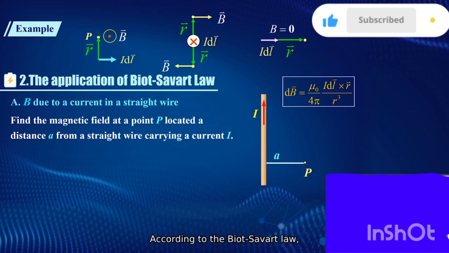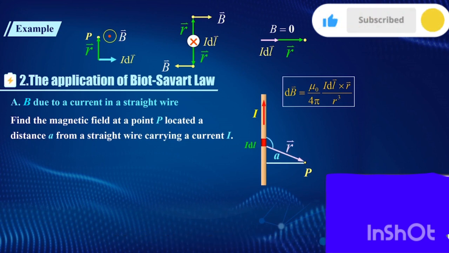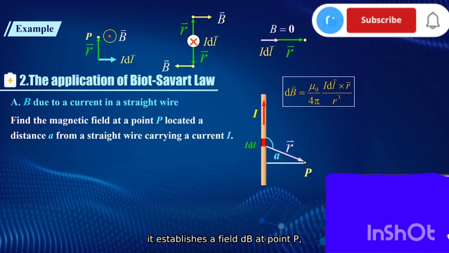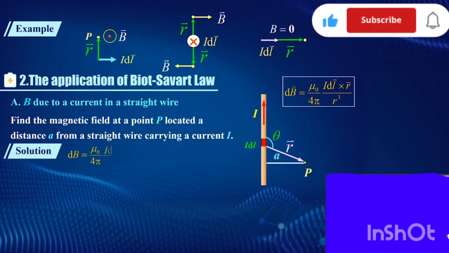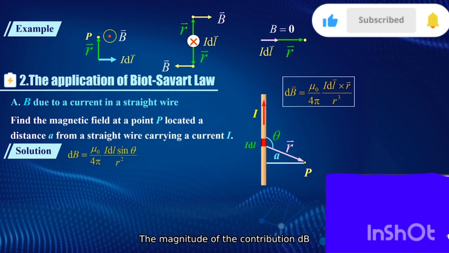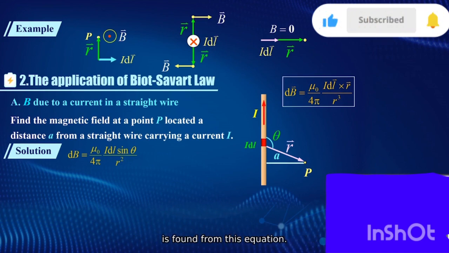According to the Biot-Savart Law, the first step is to choose an arbitrary element IDL. It establishes a field dB at point P. The position vector is r, and the angle between them is theta. The magnitude of the contribution dB of this element to the magnetic field at P is found from the Biot-Savart equation.